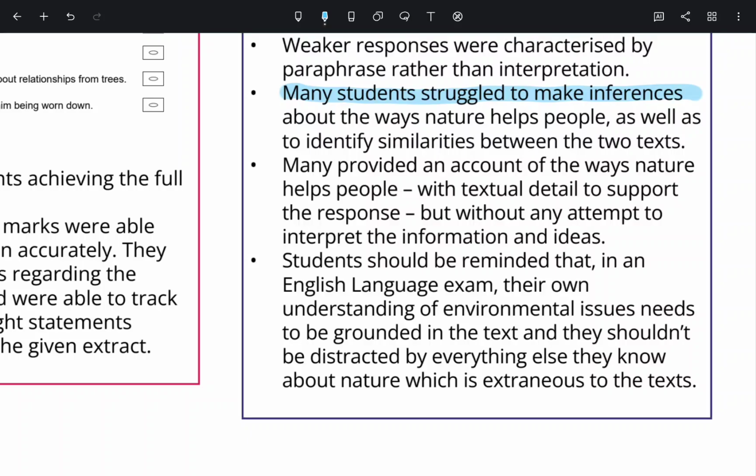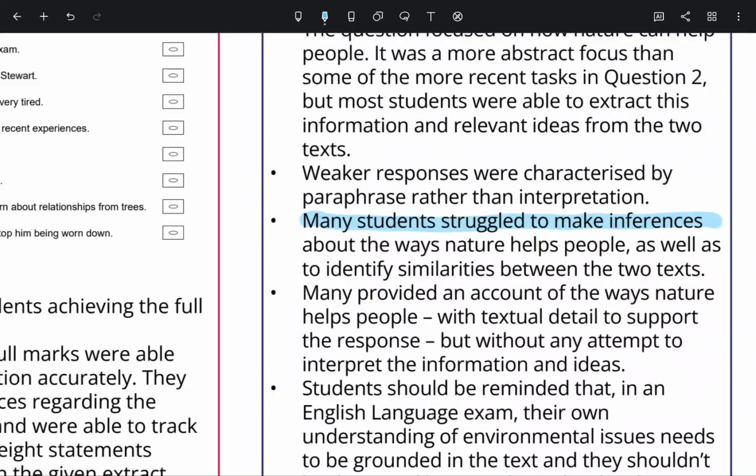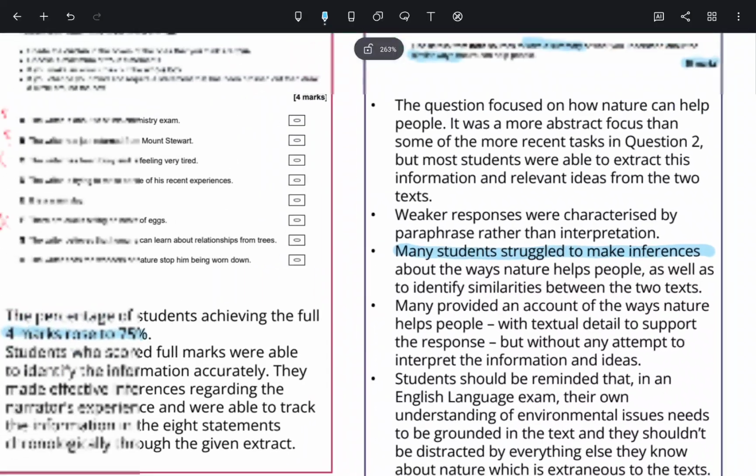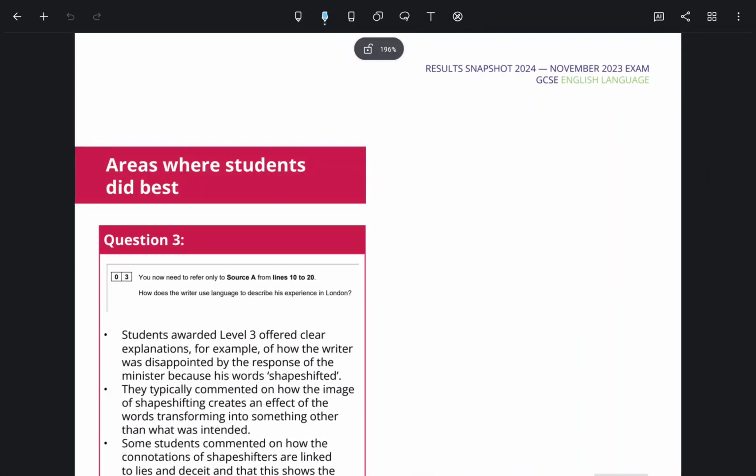Students should be reminded that in an English language exam, their own understanding of environmental issues needs to be grounded in the text, and they shouldn't be distracted by everything else they know about nature, which is extraneous to the text. Okay, so basically what they are saying here, use what is provided from the text to help you answer their question. Don't rely on background information or background knowledge, because that is not what will achieve the highest marks. Okay, so that's question number 2.